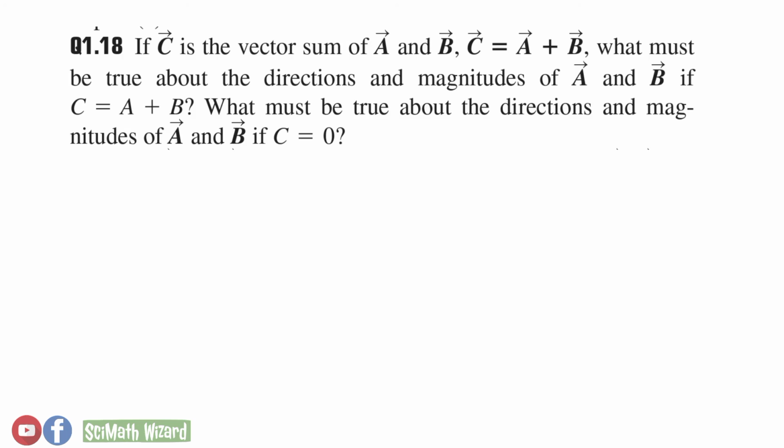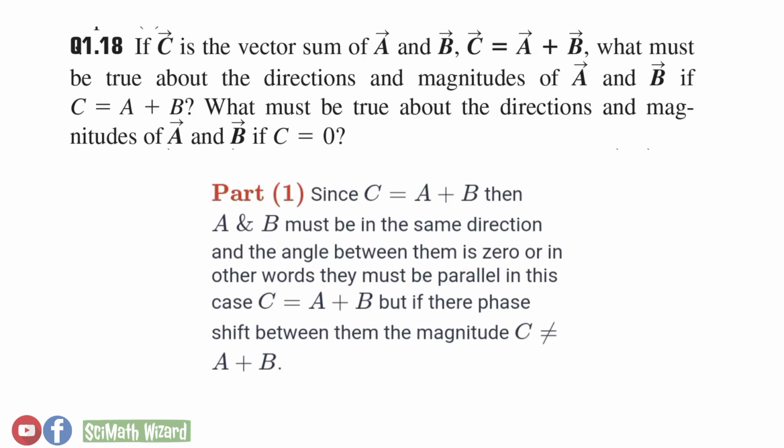Question 1.18: If the vector C is the vector sum of vector A and vector B, C equals A plus B, what must be true about the directions and magnitudes of vector A and B? If C is equal to A plus B, what must be true about the directions and magnitudes of vector A and B if C is equal to 0?